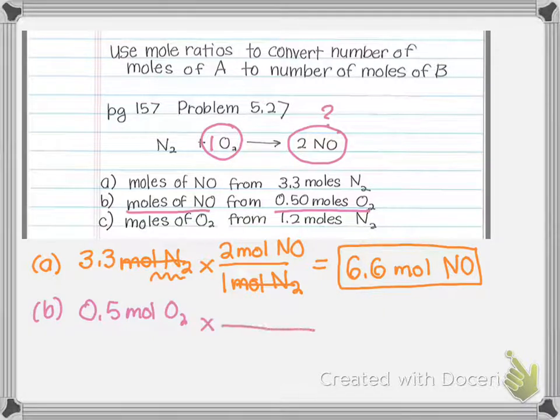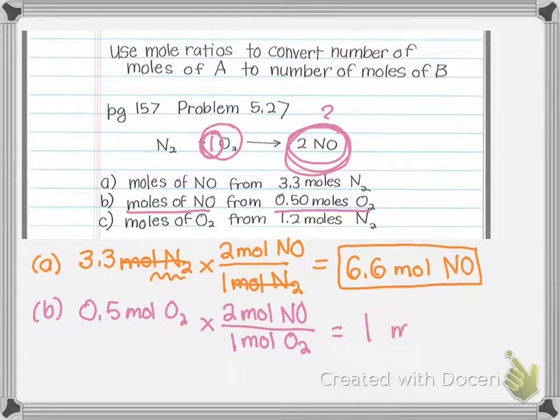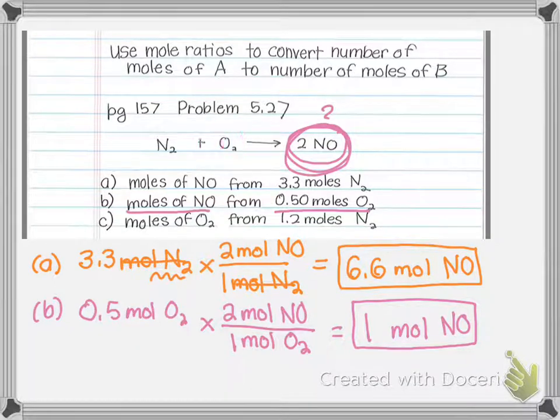Now, since oxygen was given, I'm going to write its ratio on the bottom. So that's the 1. So 1 mole of oxygen. And I'm looking for NO, so I'll put the 2 moles of NO. And 0.5 times 2 is 1. In this case, if I started out with 0.5 moles of oxygen, I would end up, after a complete reaction, with 1 mole of NO. So if you take what you're given and multiply it by the appropriate ratio of the two substances, you can determine the amount that you will make or use.